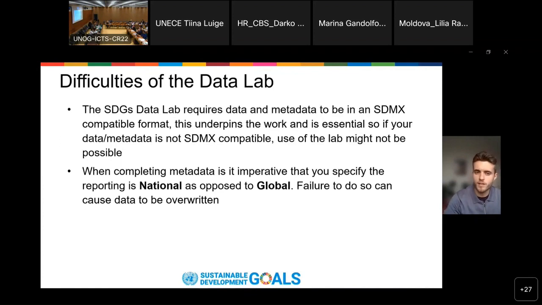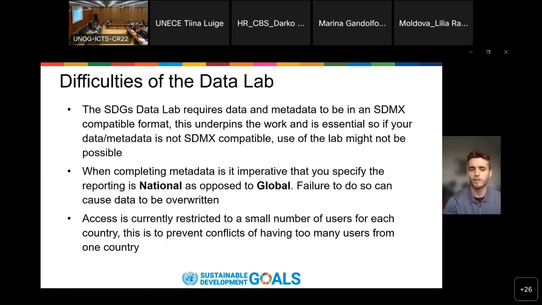When completing metadata, it's really important that we're specifying the difference between national and global. I've seen this mistake made a number of times where metadata or data is not being coded correctly, and it can cause data to be overwritten. It's quite easy to overwrite data, and it can create some problems.